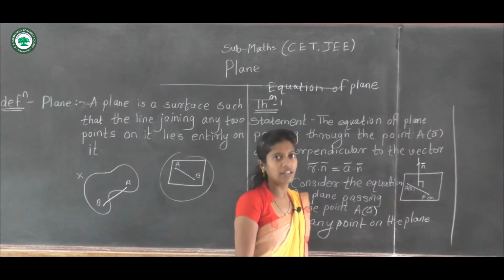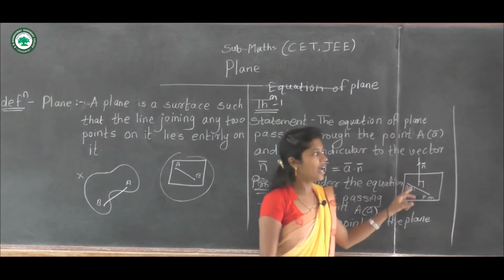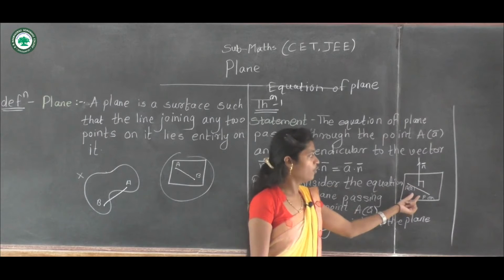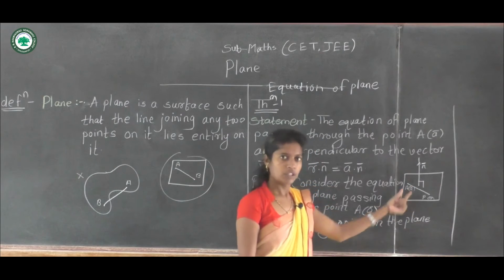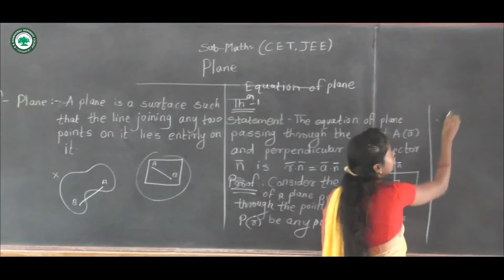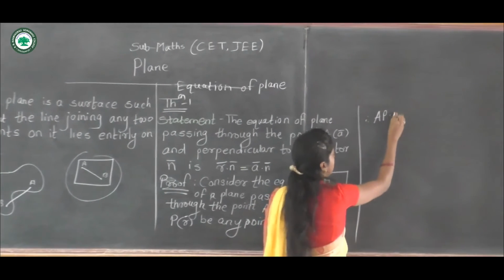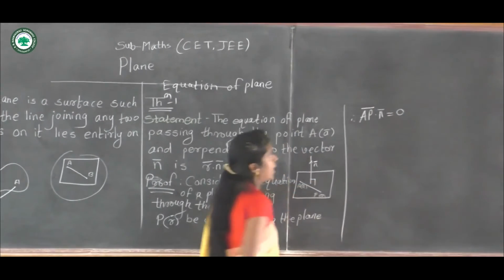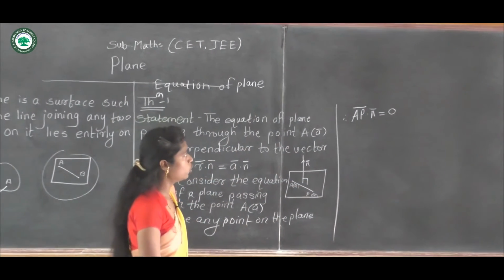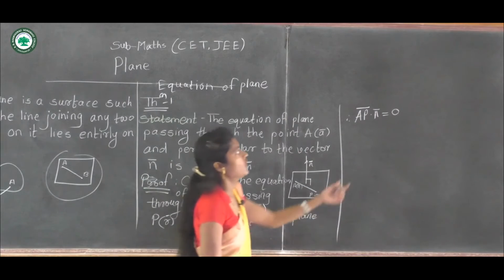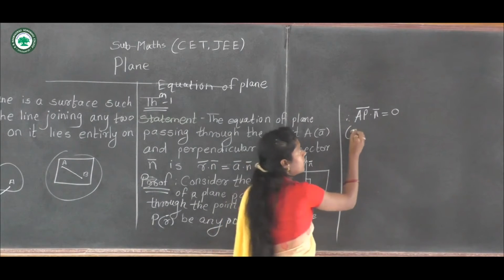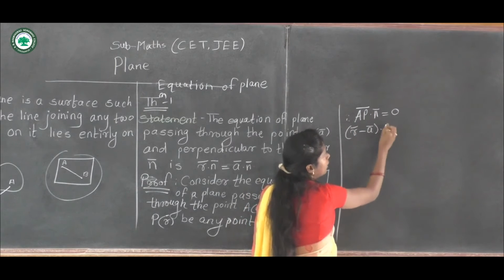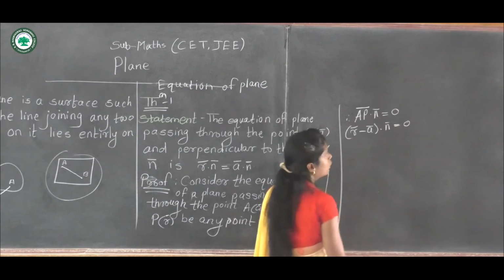We know that if two lines are perpendicular to each other, then their dot product is 0. Therefore, AP bar dot n bar is equal to 0. Then the position vector of AP is r bar minus a bar, so (r bar minus a bar) dot n bar is equal to 0.